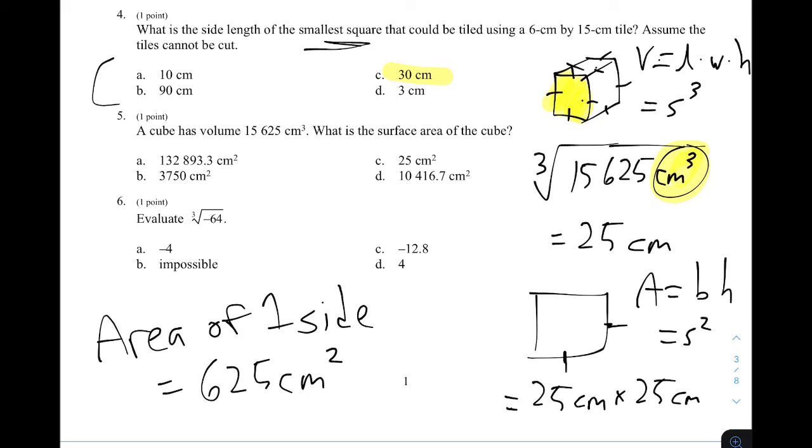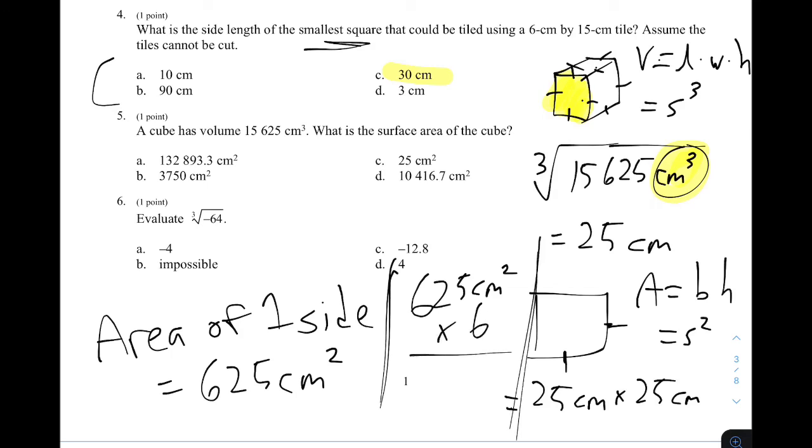But there's not one side to a cube. There's 6. A cube has a front, a back, a top, a bottom, a left, and a right. There's 6 sides. So I have to take this 625 square centimeters and multiply it by 6 different sides. And that should give me 3750 for the numbers, and centimeters squared has nothing else to multiply by. There's no unit here. So I should get 3750 square centimeters, which is there. It's B.